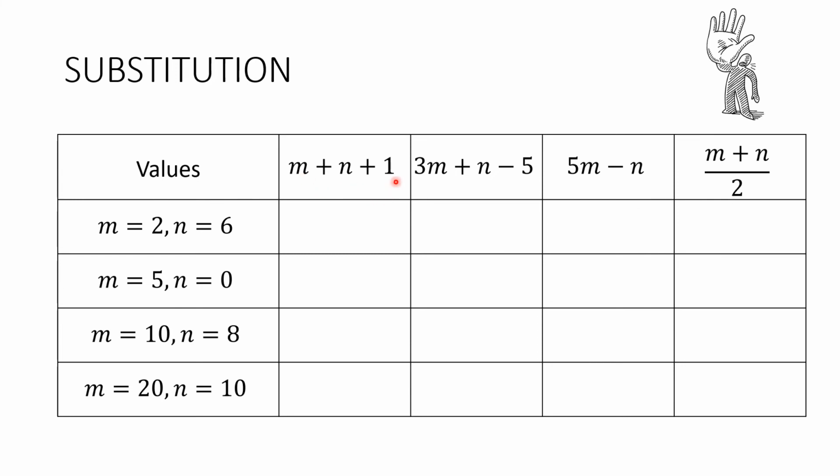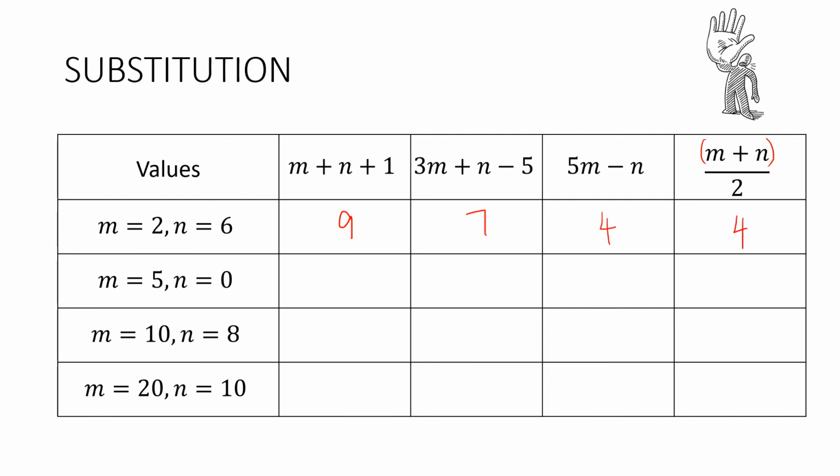So we want M plus N plus 1. So that's going to be 2 plus 6 plus 1. 2 plus 6 is 8, plus 1 is 9. Next one is 3 lots of M, so 3 2s are 6, plus N, 6 plus 6 is 12, take away 5 is 7. Third one, 5M, 5 lots of 2 is 10, take away N, so take away 6 is 4. And then we've got M plus N, which we're going to do first, because this is like brackets here. M plus N is 8, divided by 2 is 4.